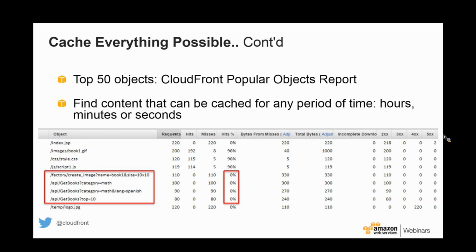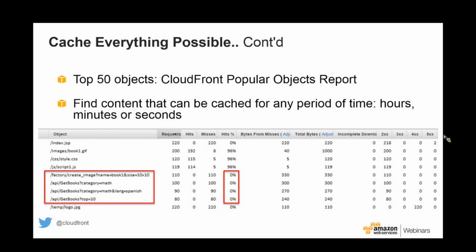So one thing I wanted to highlight is when you think about your dynamic objects, one way to identify what can be cached, even if it is for a short period of time, is by looking at the CloudFront popular objects report in the management console. You can find objects where you're seeing a high miss rate or a very low hit percentage because you're not caching that content currently, and then see if some of these objects could be cached for a certain period of time.